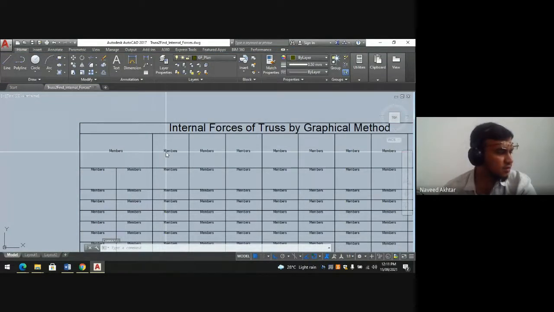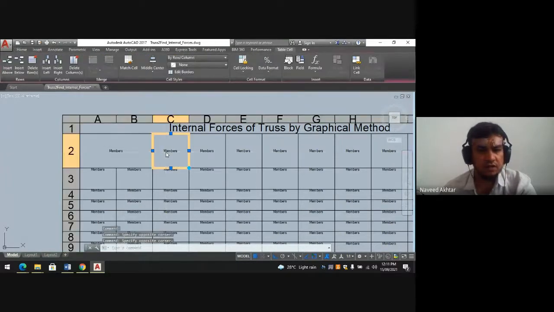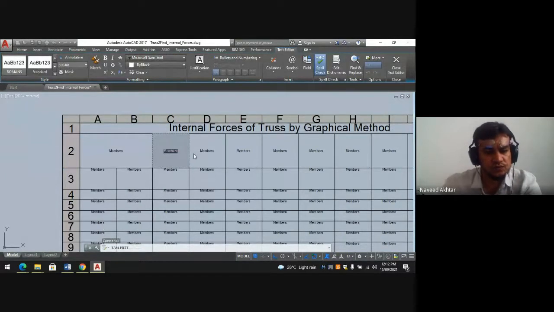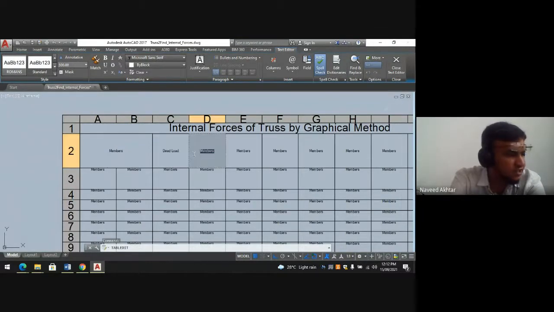Here dead load, live load, then wind load. These three loads we are considering for the design of wood truss. Okay, then you take the load combination. Combinations.